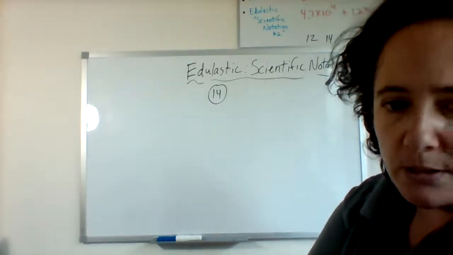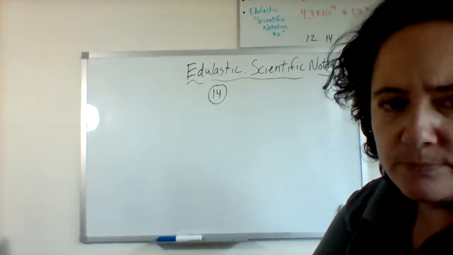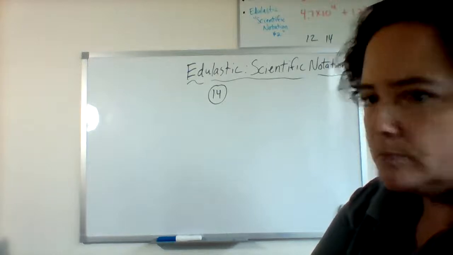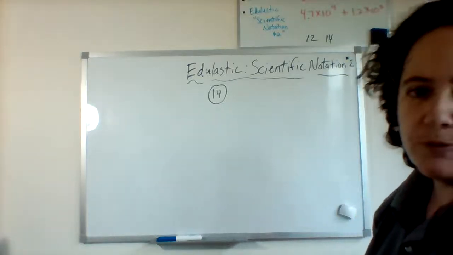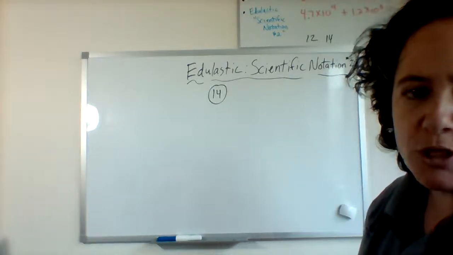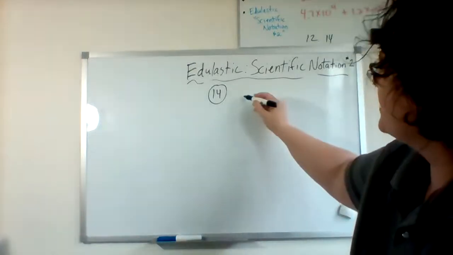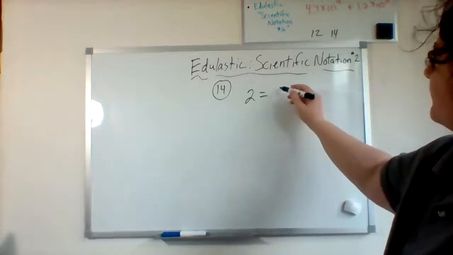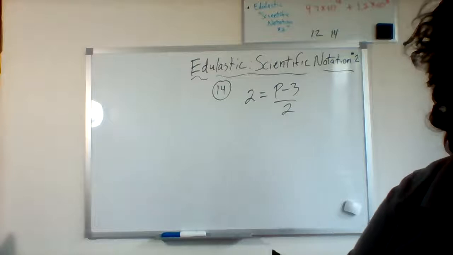Let's take a look at 14. Yeah, I did number 12, right? Didn't we just do that? Solve the following linear equation for P. It says 2 equals (P minus 3) over 2. And they want you to solve for P.